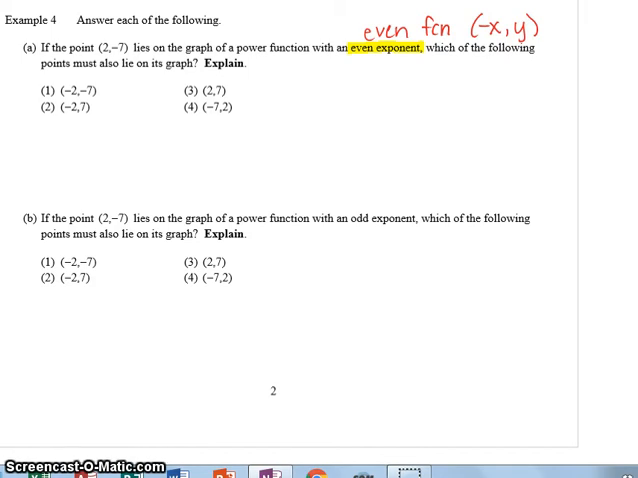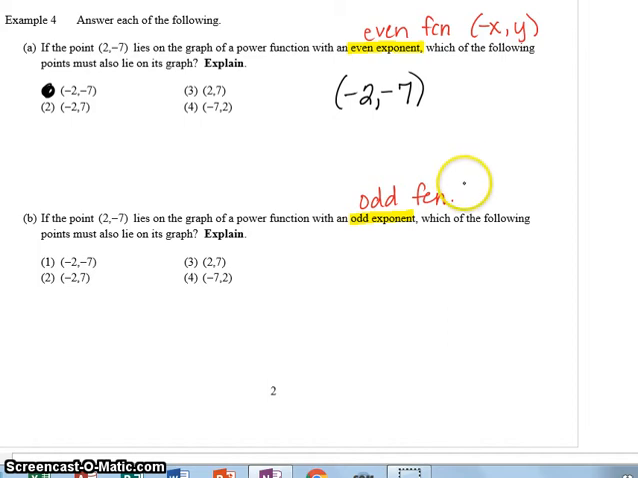So if you look at the choices that would change your x, it would have to be a -2, but your y stays exactly the same, is going to be choice 1. Part B, if the point 2, 7 lies on the graph of a function with an odd exponent, so if it has an odd exponent, it's an odd function. And don't forget, if it's an odd function, it's symmetric to the origin, which means you're going to change both signs. So when I go through and change both signs, it becomes -2, -7, which is choice 2.